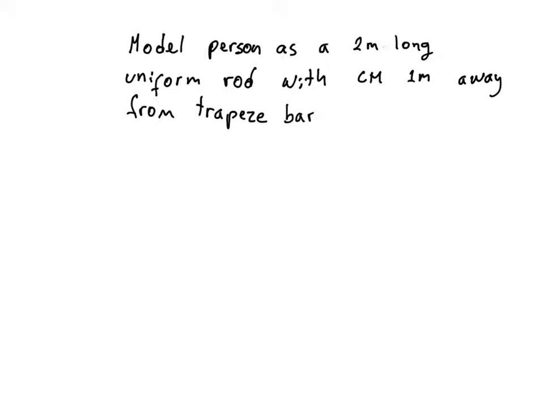The person is 2 meters long. As I said, we're going to model the person as a uniform rod. The center of mass of the person is 1 meter away from the trapeze bar and from the feet of the person, since the person is 2 meters long. And since the person is a rod, the moment of inertia of a rod, if you remember, with respect to the center of mass is 1/12 the mass of the rod, in this case the person, times the length of the rod squared.